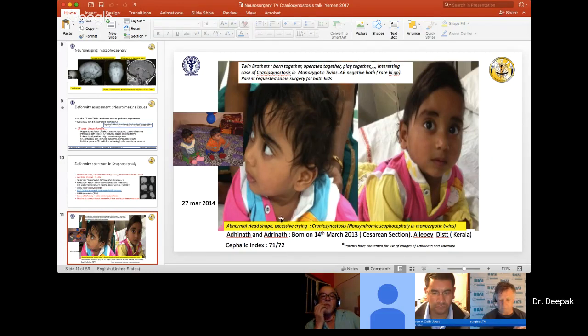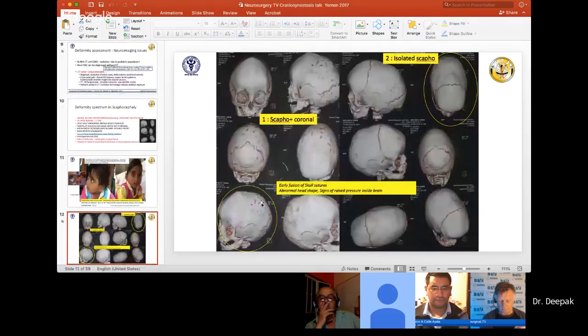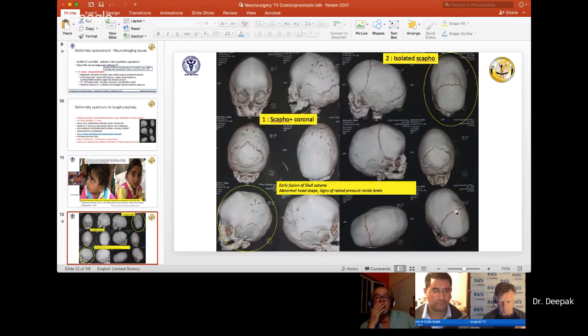So I took up these challenges, and one of the children had classical scaphocephaly, and the other child had atypical scaphocephaly, wherein the coronal suture was also fused. So these are the CT scans of these children. You can see in one child, not only the sagittal suture is fused, but also the coronal suture is fused. However, if you look at this child, the sutures are patent. You can see the coronal suture is patent, and at the back the lambdoid suture is also patent. Only the sagittal suture from the front to back is completely fused. So this was classical scaphocephaly, and the second child was atypical scaphocephaly.